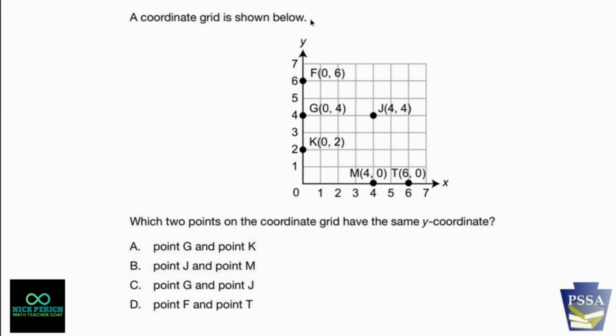A coordinate grid is shown below. You have F, G, K, M, T, and J, so that's 6 of them. Great. They want to know which 2 points on the coordinate grid have the same y coordinate.